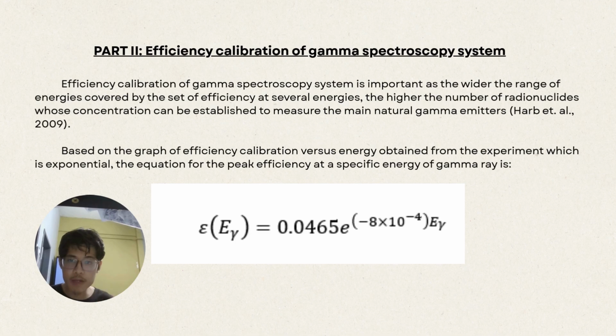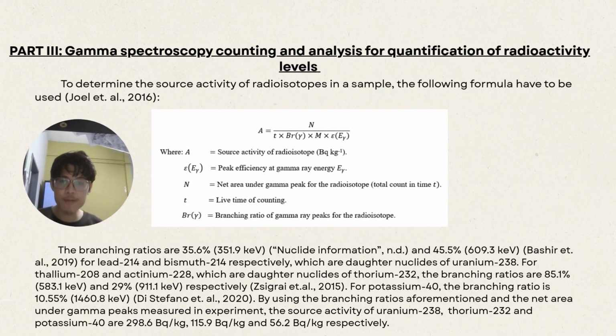So we found this equation for the peak efficiency at the specific energy of gamma ray from the efficiency calibration curve. In part 3, by using this formula, we have calculated that the source activity of uranium-238, thorium-232, and potassium-40 in the soil sample used are 298.6 becquerel per kilogram, 115.9 becquerel per kilogram, and 56.2 becquerel per kilogram respectively.